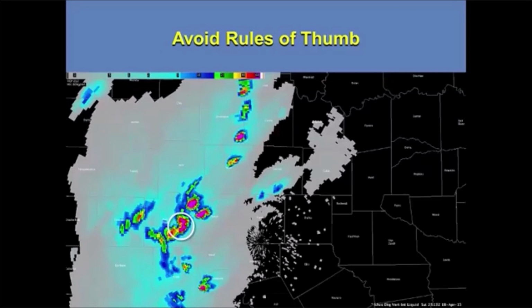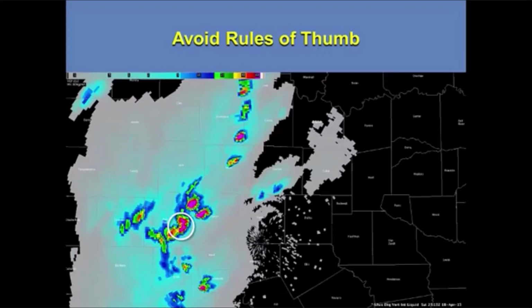And it kind of goes back to what Justin mentioned earlier, where you want to make good meteorologically defensible decisions. And so not using rules of thumb and relying on the base data is going to be the best way you can do that.